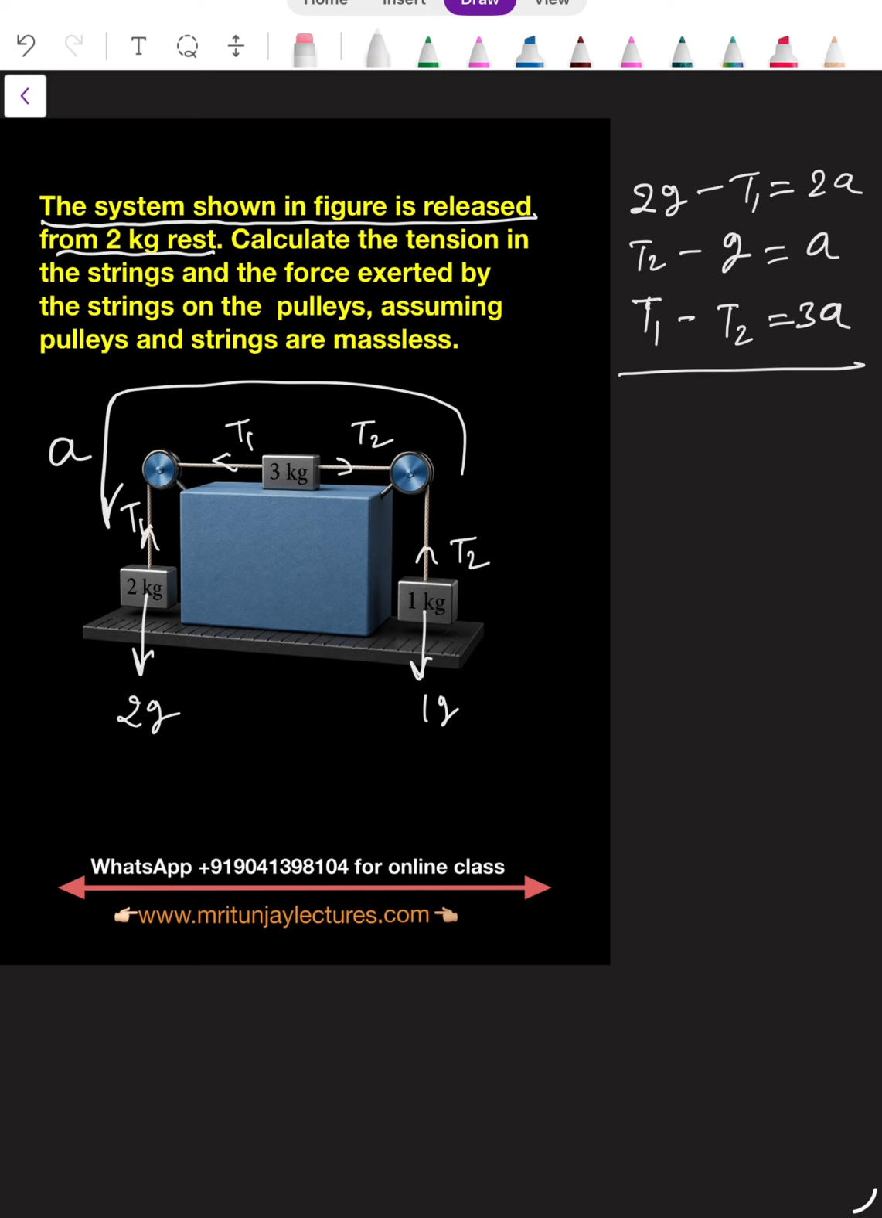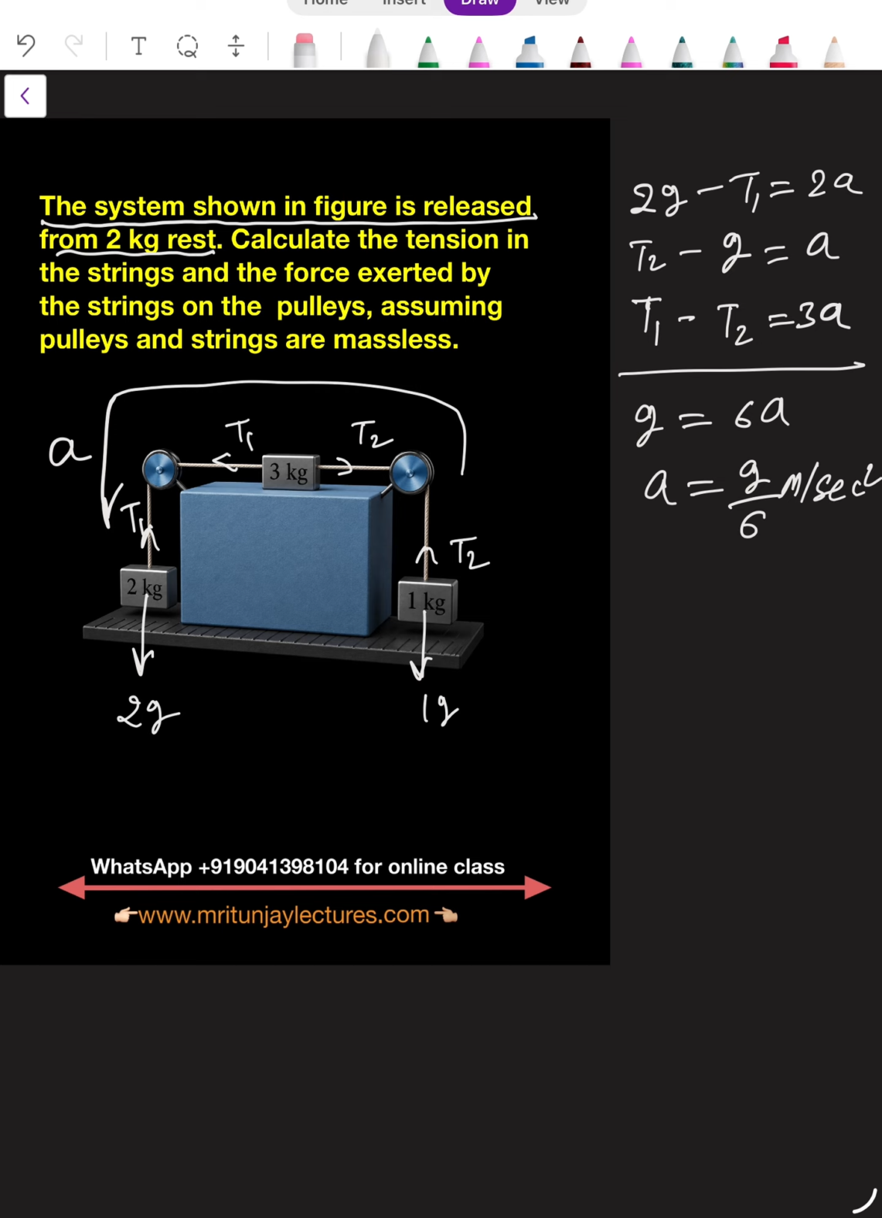Now, if these three equations are added, then we get how much? Simply g, this will be equal to 6A. So, A, this will be equal to g by 6 meter per second square. That is acceleration of each block.